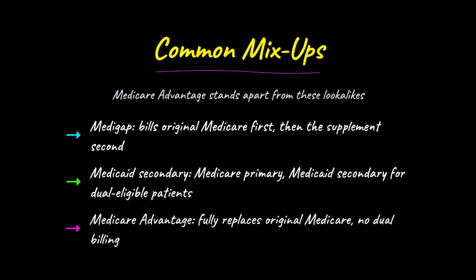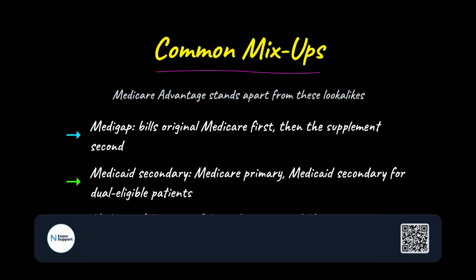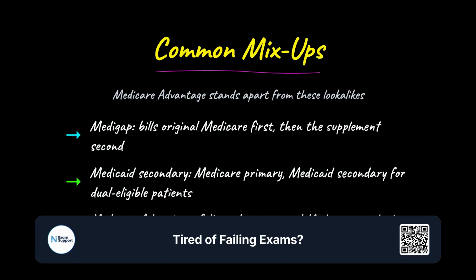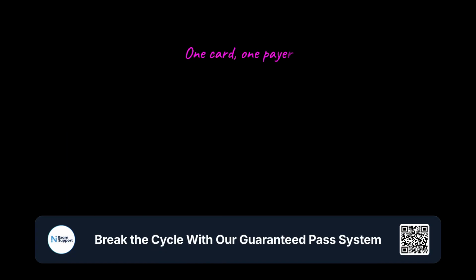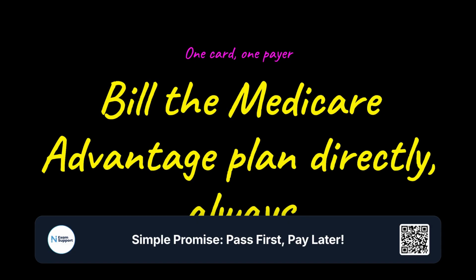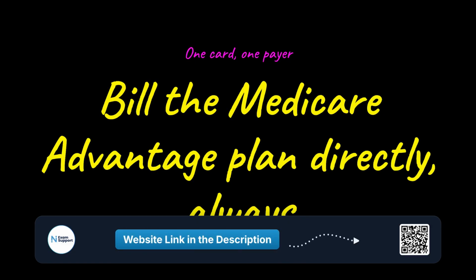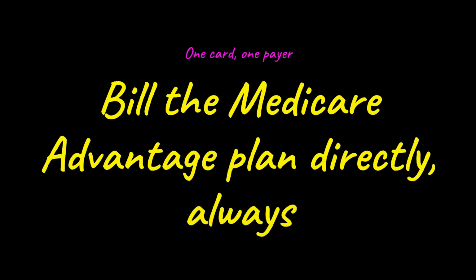Medicare Advantage is different because it replaces the primary payer entirely, so billing both or billing neither is always wrong. Whenever you see a Medicare Advantage or Part C card, that private plan is the only payer, so send the claim straight there.